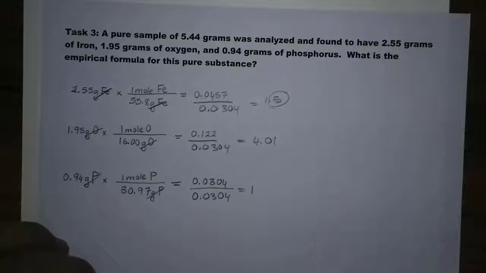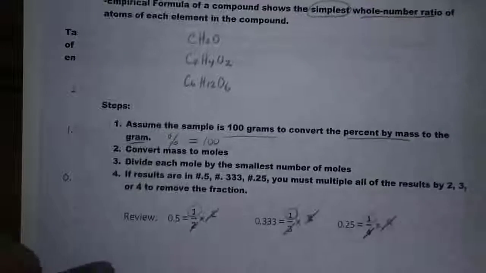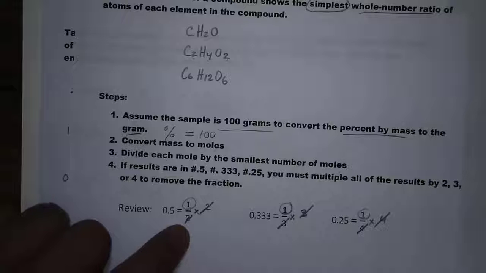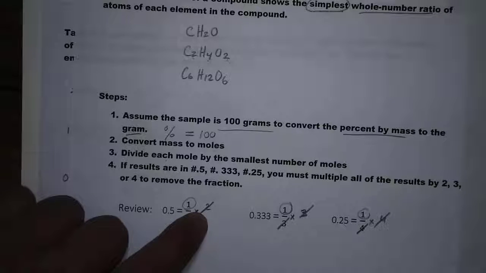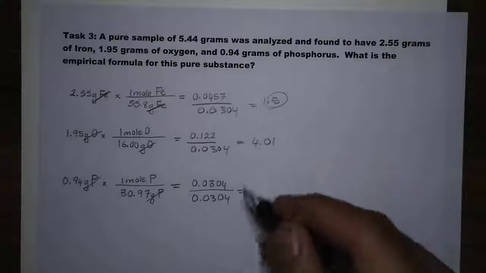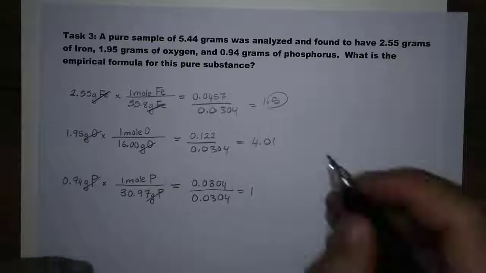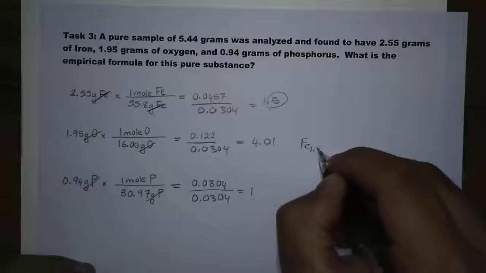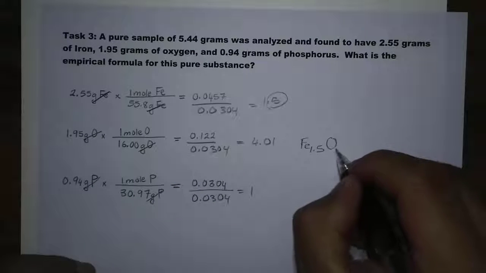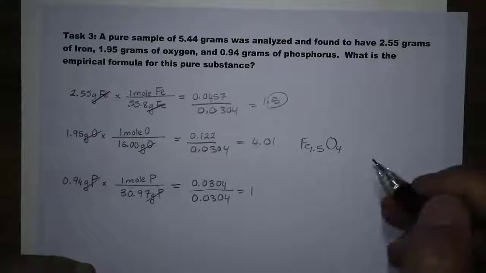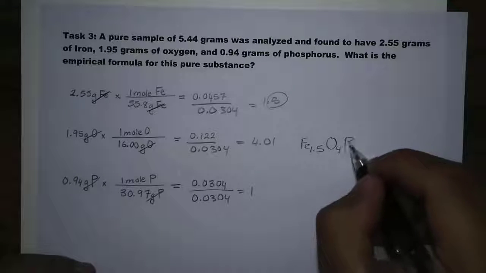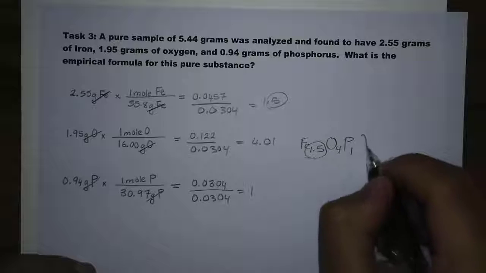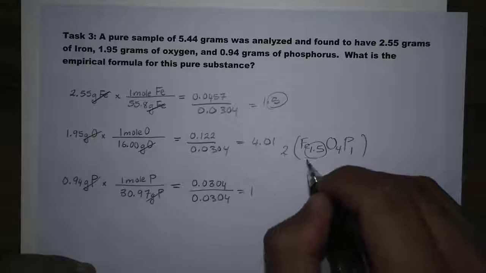So again, we had to go back and think in terms of how do I get rid of this fraction 0.5? 0.5 is equal to 1/2, so we had to multiply everything by 2. Because right now, if we were to interpret this in terms of a chemical formula, we would have Fe 1.5, and oxygen would be 4, and then phosphorus would be just 1. But that right there is not a whole number, so we had to multiply them all by 2.